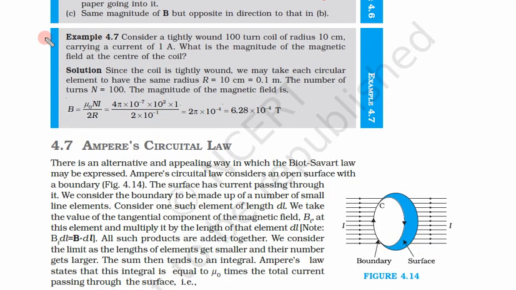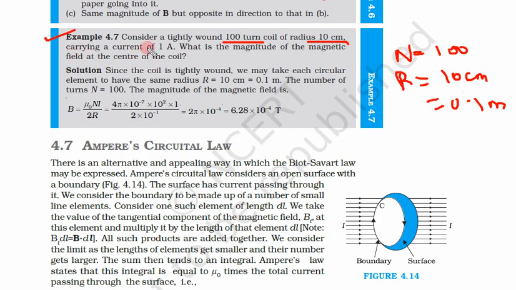Now this example 4.7. Consider a tightly wound 100 turn coil of radius 10 centimeter. So we have a new quantity, number of turns, that is 100. Radius is 10 centimeter, that means 0.1 meter, carrying a current 1 ampere. So I is equal to 1 ampere. What is the magnitude of the magnetic field at the center of this coil? So we have to solve what is the magnitude of the magnetic field at the center of the coil.